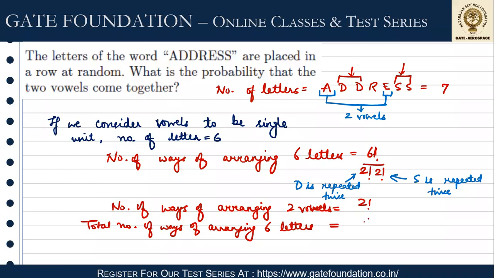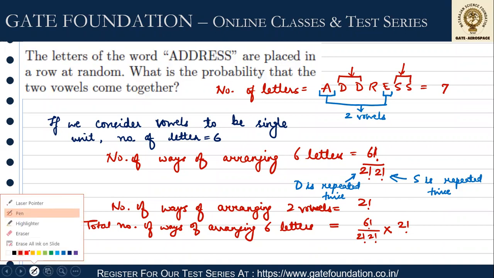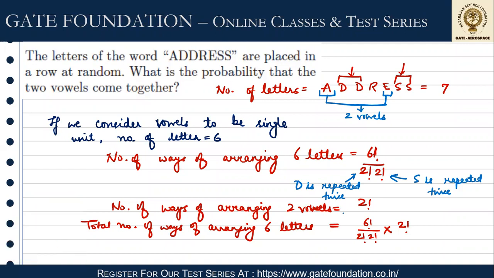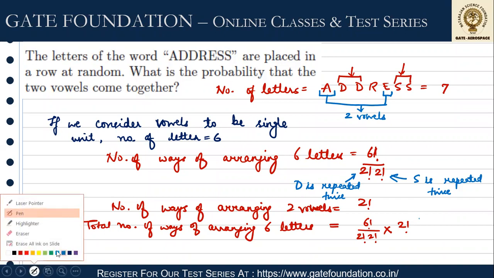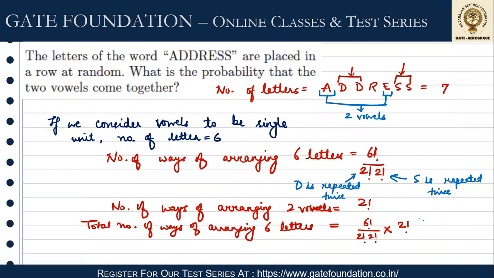So इसका हो जाएगा हमारे पास 6 factorial by 2 factorial into 2 factorial तो हमने अभी देखा था. Multiplied by 2 factorial हो जाएगा. This is just for the vowels. जो दो vowels हमने एक साथ कंसीडर किए हुए हैं उनकी पोजीशन भी आगे पीछे हो सकती है. Right? So this is what we have as favorable outcome. This becomes your favorable outcome.